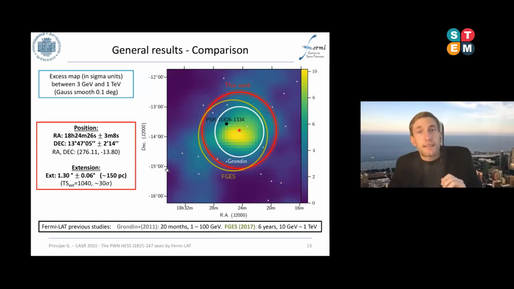So about the results, here you can find the count map of this source. Here in red is labeled the extension that we found. In particular, we found an extension of almost 150 parsec, which is larger than previous observations done at such energies, like in a paper published by Grondin et al. in 2011 and another one in 2017. This is thanks to the improved analysis and also to the greater statistics collected.